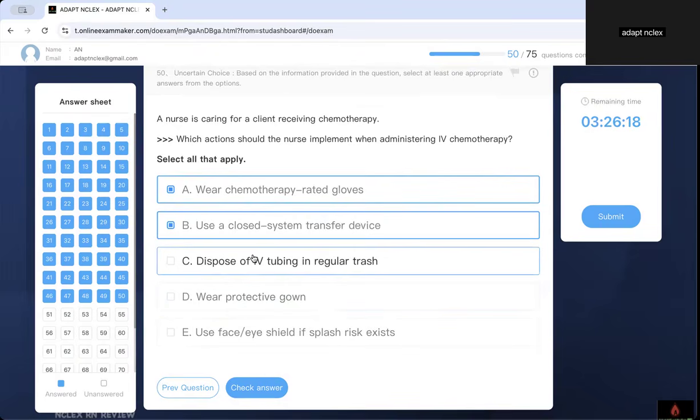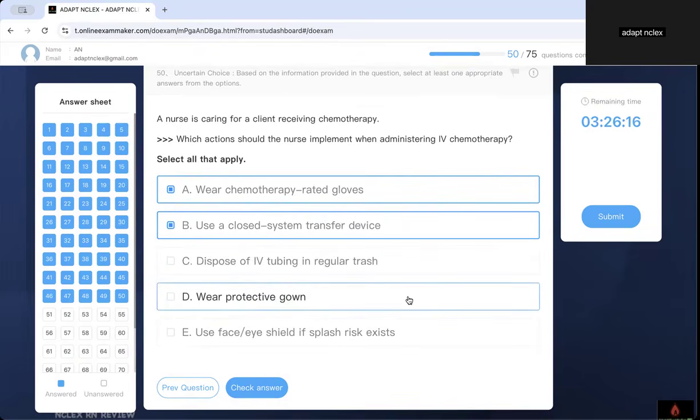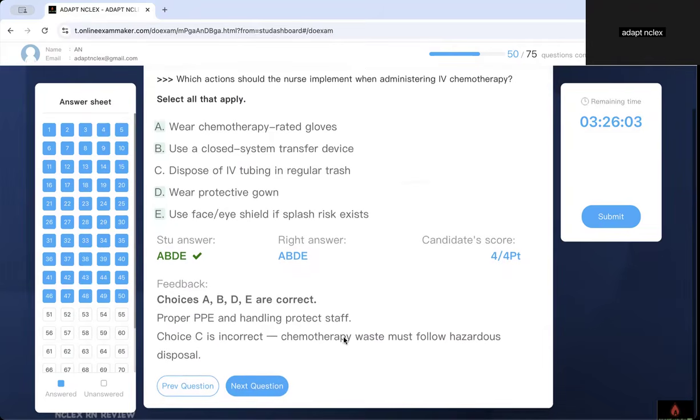That's a good thing. Disposing of IV tubing in regular trash. That's like a giveaway, right? Wear protective gown. Chemotherapy. Oh, I'm protecting everything. Face, eye shield, everything for splash. I'm doing that. Write this thing down.